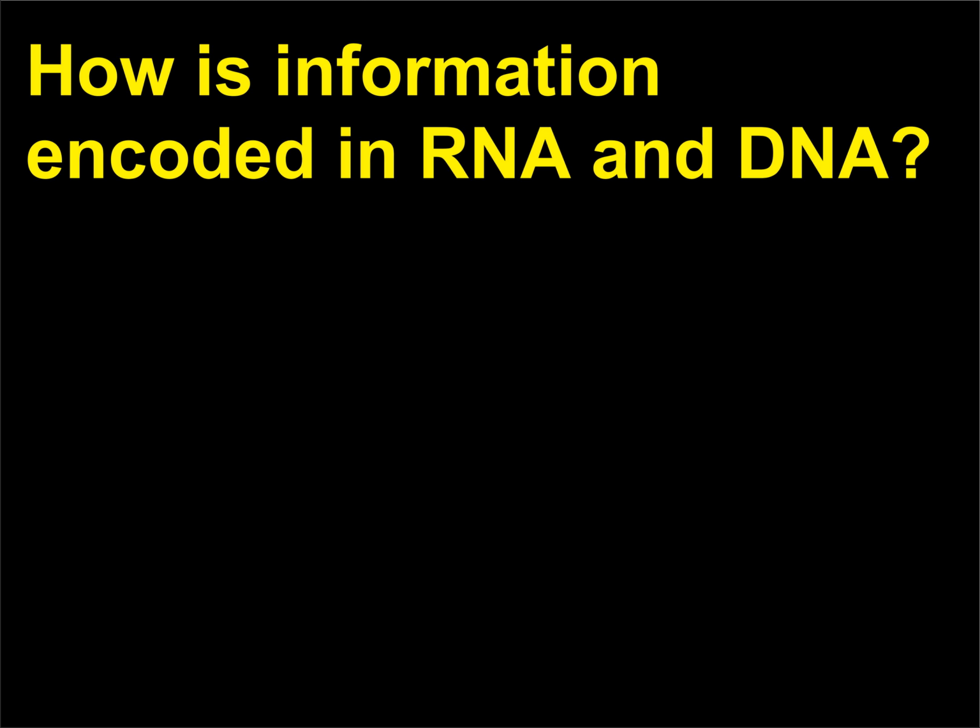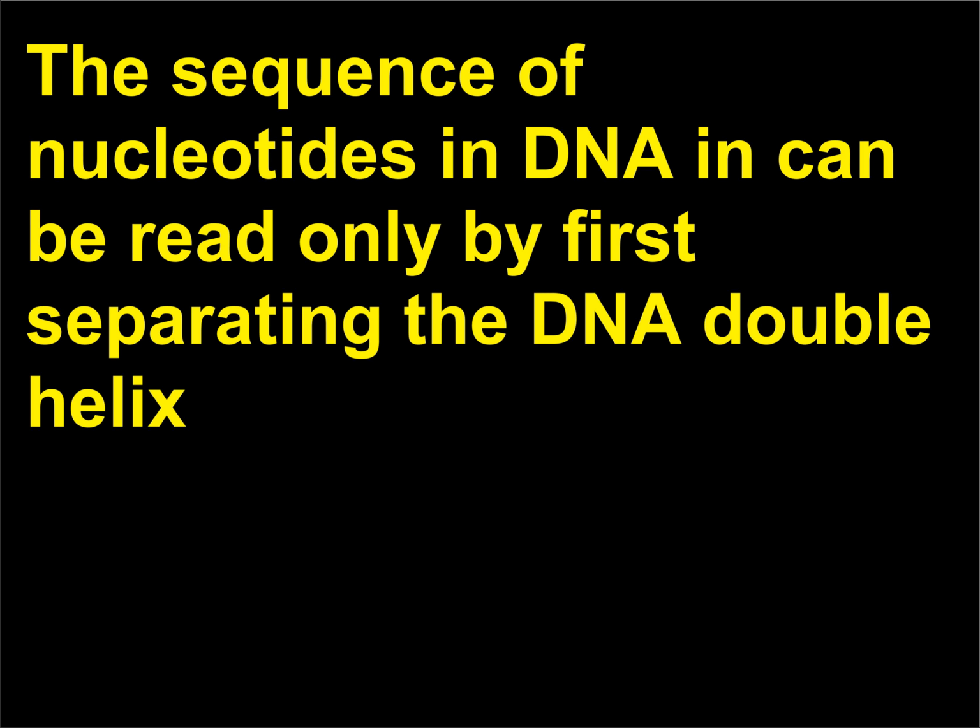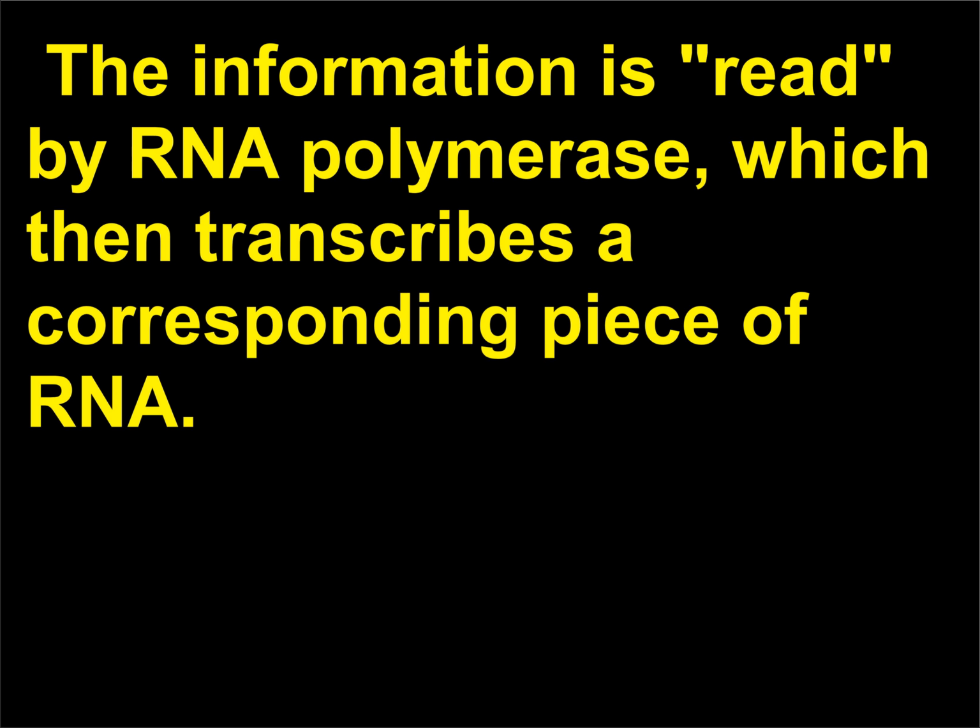How is information encoded in RNA and DNA? The sequence of nucleotides in DNA can be read only by first separating the DNA double helix, performed by the enzyme helicase. The information is read by RNA polymerase, which then transcribes a corresponding piece of RNA.